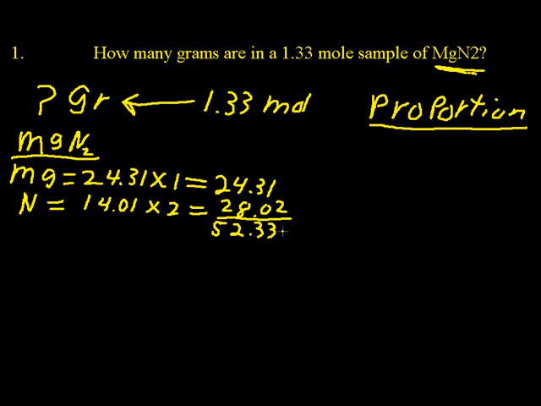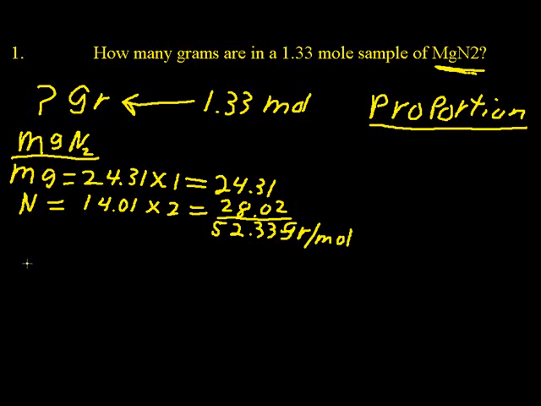52.33 atomic mass units. However, if I count out a mole amount of this compound, if I count 6.02 times 10 to the 23rd of these items, it weighs the same number in grams. It was Avogadro who worked this out. Therefore, 52.33 grams is the weight of 1 mole. And that is called the molar mass of MgN2 because it's the weight of 1 mole of it.